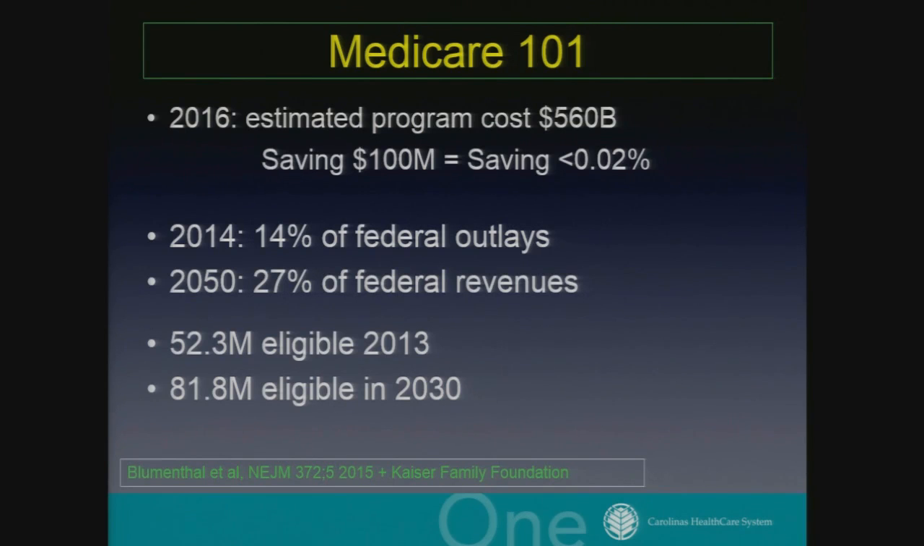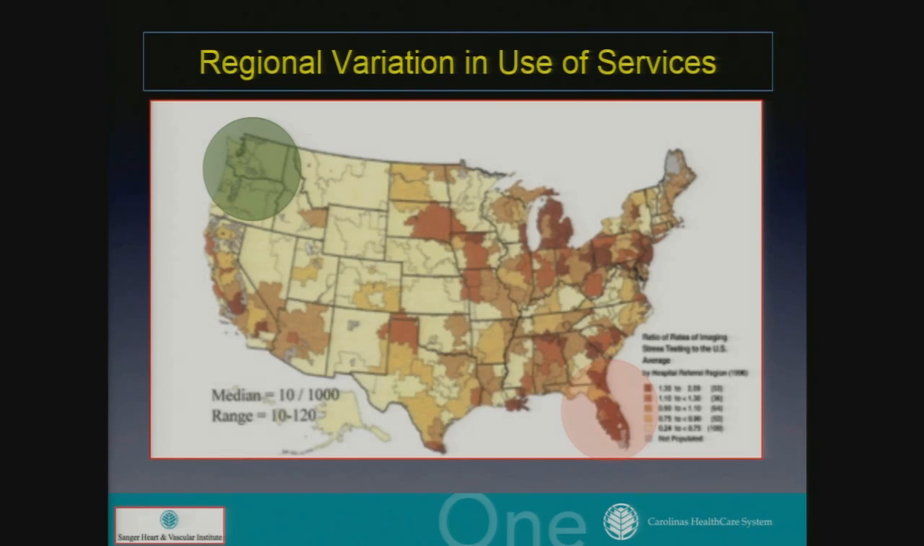And this is today where we're at 14% of federal outlays. In 2015, we'll be at 27%. We're at about 50 million members, and in 2030, we'll be at 82. So this is the titanic force that is driving the policy decisions.